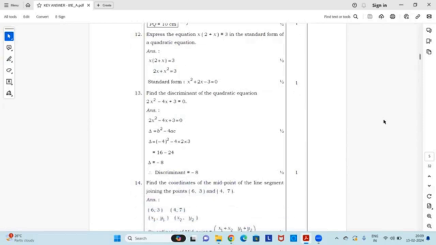Okay, question 12 is here now. Express the equation in the standard form of a quadratic equation. Okay, the equation is given and that is how you have to simplify and write it. Similarly, question 13, find the discriminant of the quadratic equation.